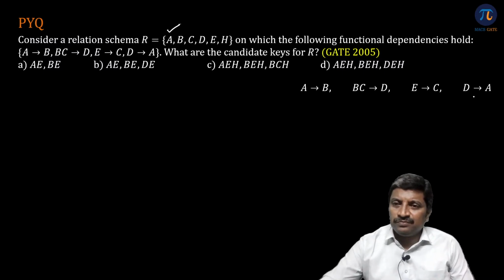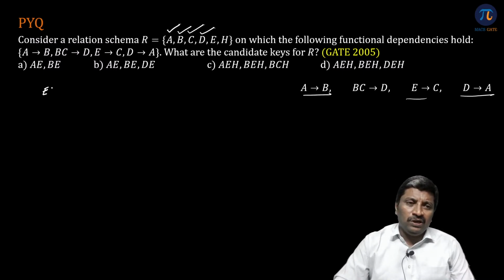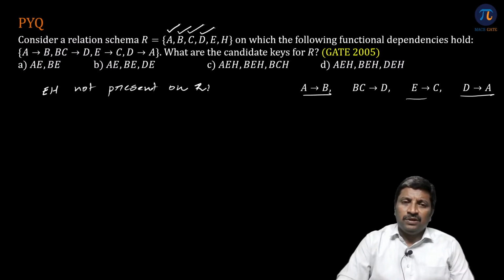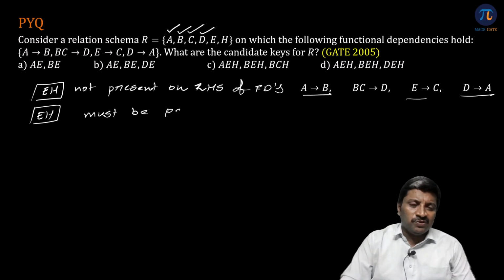A is present here. B is present here. C is present here. D is present here. What about EH? No. EH is not present on the RHS of the FDs, right? So EH must be part of candidate keys. EH must be part of candidate keys. Am I right, sir?